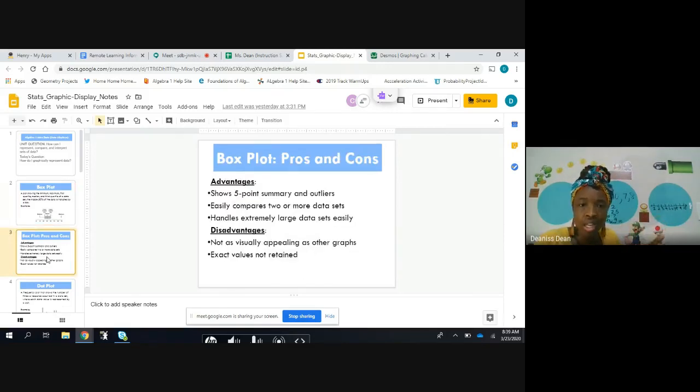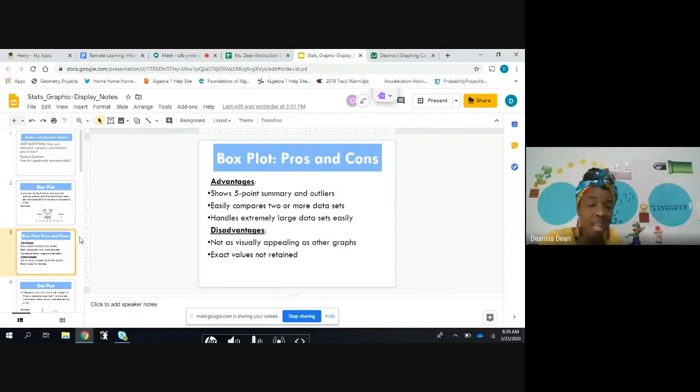We got some pros and cons to the box plot. Advantages: you get your 5-number summary, and you can compare two data sets. The only downside is you don't see the exact values, because it's a box plot. It doesn't list out all of our values. Okay.